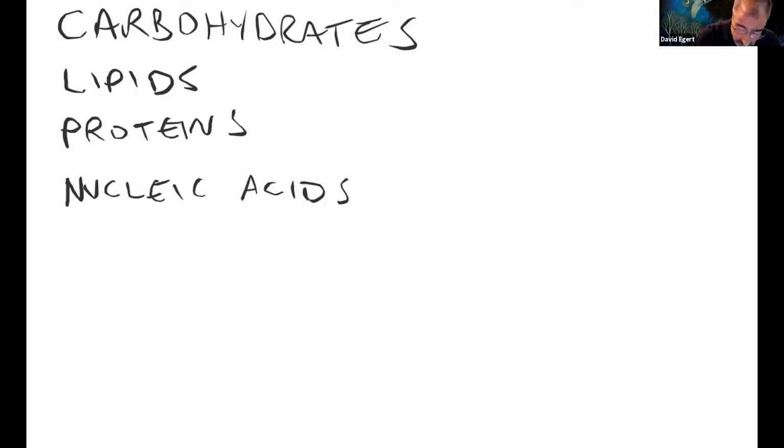So let's take a look at each of these and think about their basic properties. We can start with carbohydrates. A defining property of carbohydrates is they're always made out of carbon, hydrogen, and oxygen, and it's always in a ratio of 1 to 2 to 1.